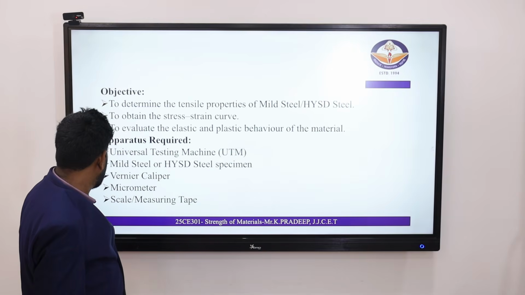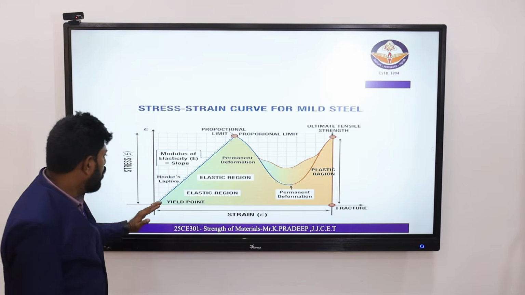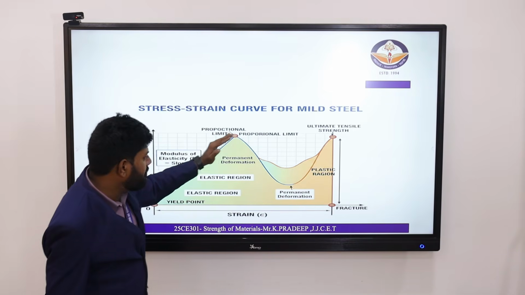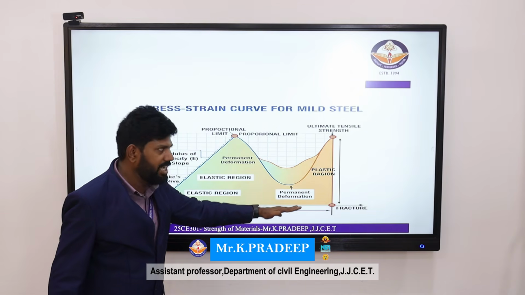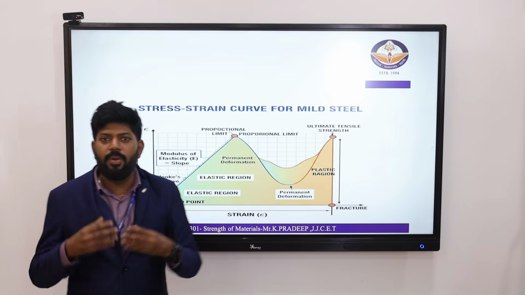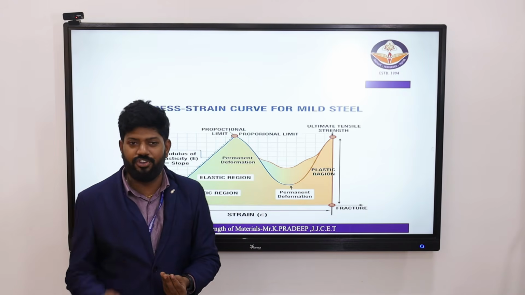Now you can see the diagram. From O to A, the steel will start to yield. Then from A to B, permanent deformation, then ultimate tensile strength and fracture. With these concepts, now I'm going to perform a small laboratory test.